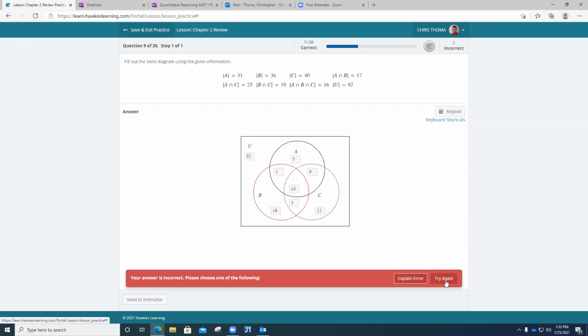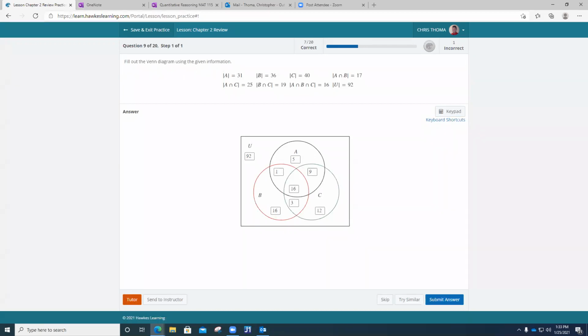Oh, I missed one. Try it again. So we all make mistakes, so now I see it. What my mistake was, this 92. Remember, 92 is all the numbers added together. So when I put 92 in here, I double counted. So we got to remove the 92. We need to take 92 and then subtract all of these numbers to figure out how many are not in the circles. I double counted.